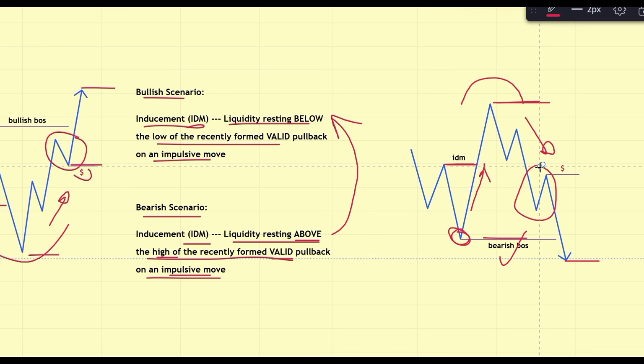So the high of that recently formed valid pullback is obviously that one, and now the liquidity resting above that, which is buy side liquidity, is now called the inducement. So this one here, this buy side liquidity, is now called the inducement. I have said that I will explain if it's a major or a minor inducement. So let's dive into it.